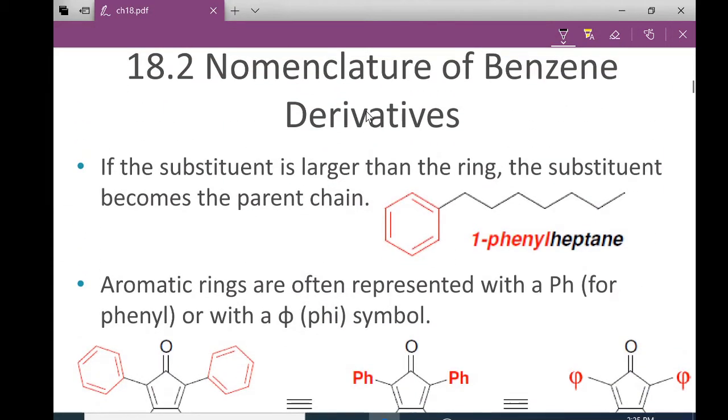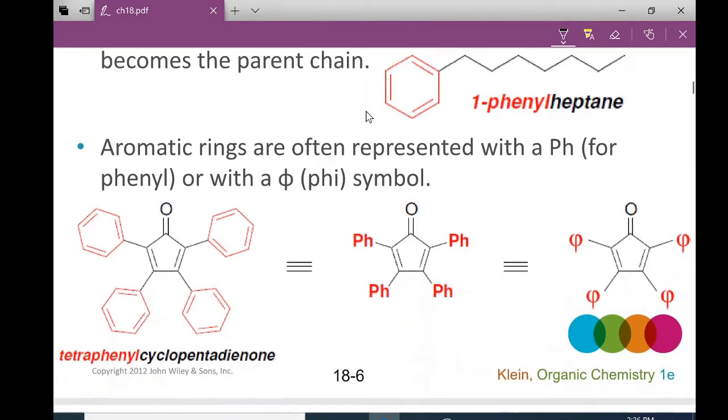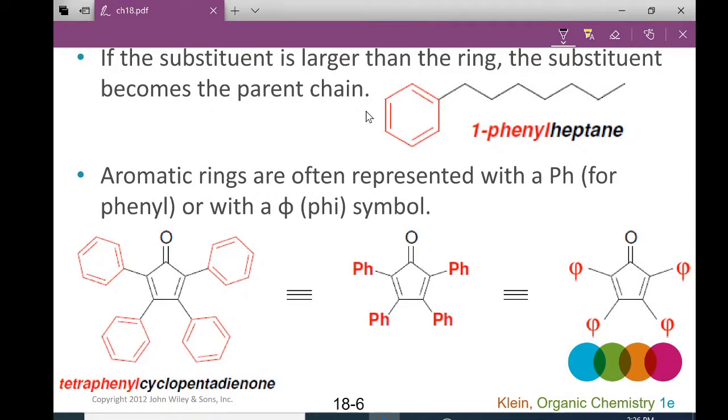So in general, if a substituent is larger than the benzene ring, then the substituent becomes the parent, such as in 1-phenylheptane. So here we have a 7-carbon chain attached to a benzene ring, and the benzene ring in this case becomes a phenyl group. So if a benzene ring is a substituent, it is a phenyl group. If we had a shorter chain here, then say it was 3 carbons long, then we would have a propylbenzene. So it depends on which is longer. But that isn't always true. Sometimes it matters whether it's just easier to say.